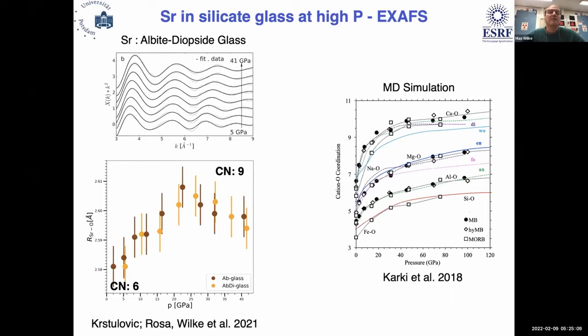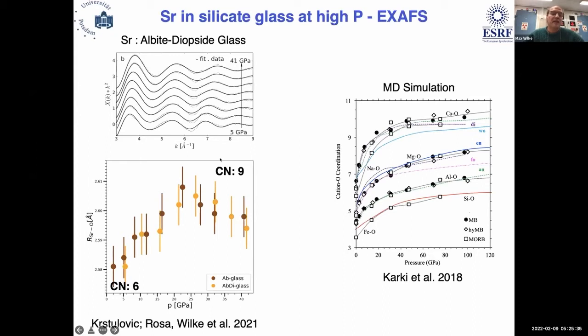And this is data shown on strontium. I think it's the first data at all measured to such high pressures. And I'm showing here the example of the albite dioxide glass. The EXAFS data that we are getting are not as long as in the case of germanium, due to some inherent problem with strontium EXAFS, but they are usable.